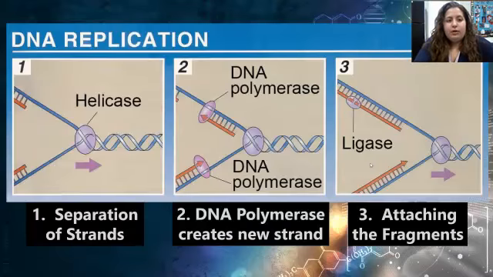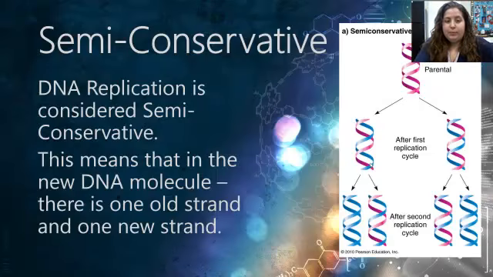So first, we talked about DNA helicase separating the strands. Second, DNA polymerase makes the new strand. And finally, DNA ligase attaches the fragments. That's all that we're going to talk about for DNA replication. The whole process of replication is what we call semi-conservative. And what we mean by that is that there's a little bit of the old DNA molecule in every new molecule created.